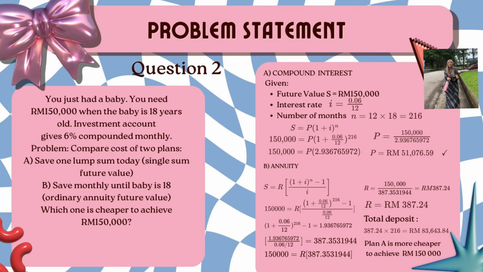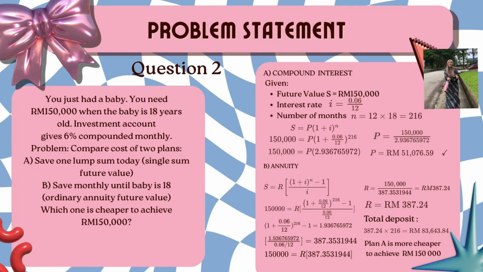Then divide 150,000 by that value. So now R equals 387 ringgit and 24 cents. So finally, for the total deposit, multiply 387 ringgit and 24 cents by 216 months. That equals 83,643 ringgit and 84 cents.